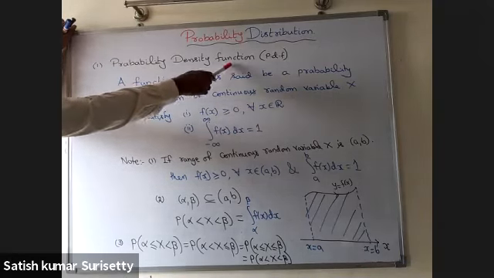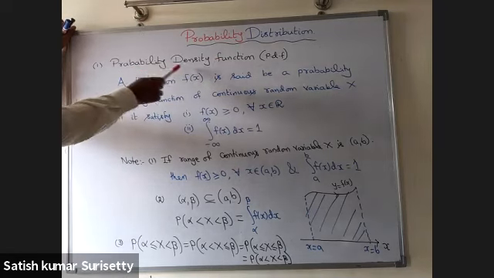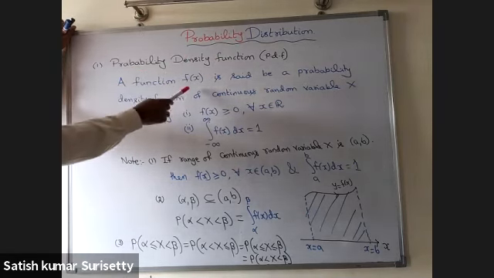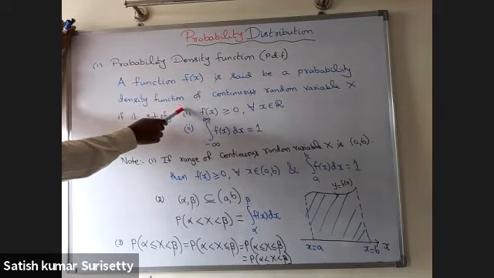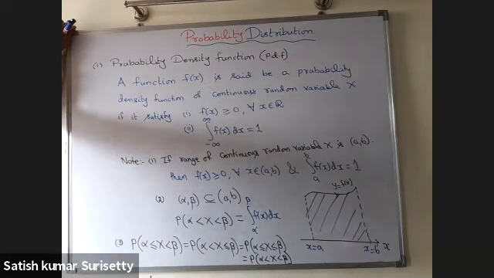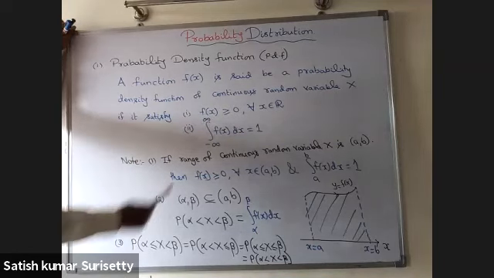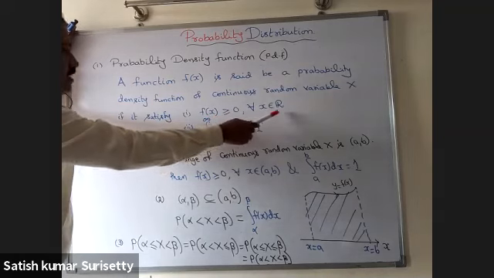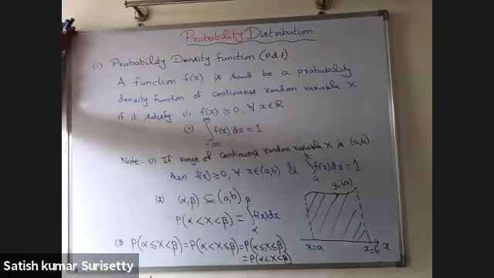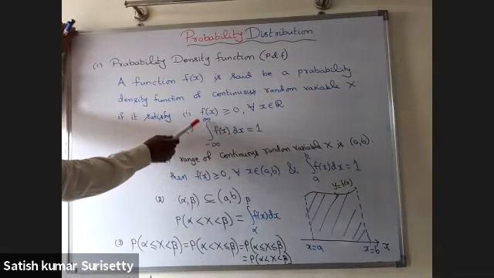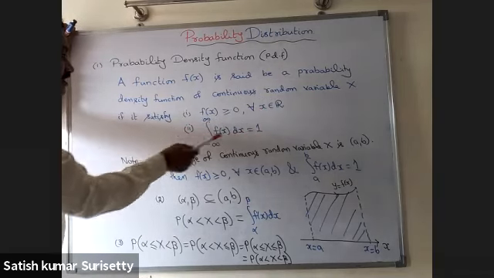Probability density function. Now, what is meant by a probability density function? A function f of x is said to be a probability density function of continuous random variable x if it satisfies first condition. f of x must be greater than or equal to 0 for all x belongs to R. That is for the values of the random variable x. And integral of minus infinity to infinity f of x dx equal to 1.